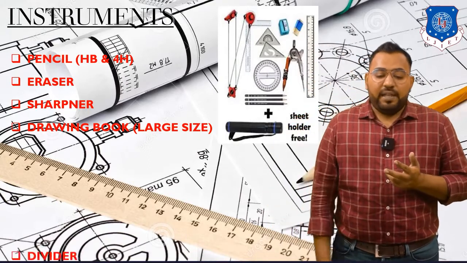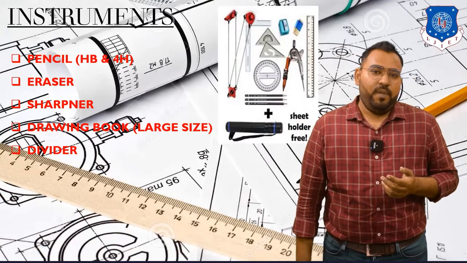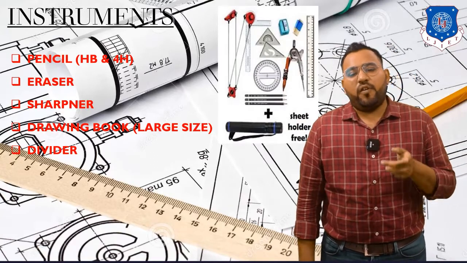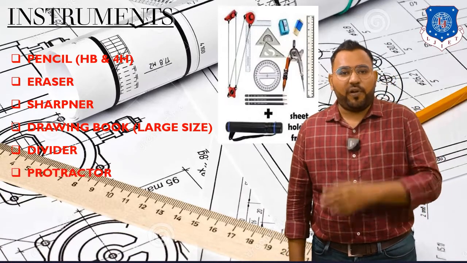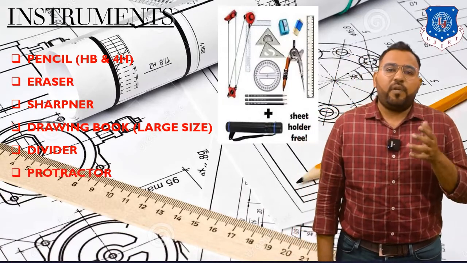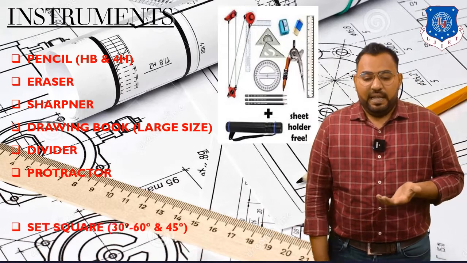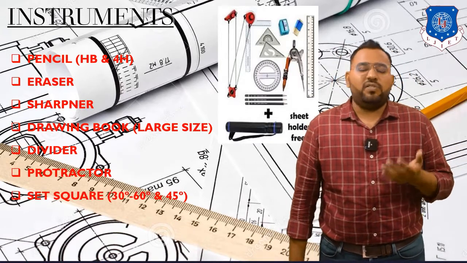Okay, now the next instrument is the divider. Now you know that we require the divider for drawing arcs. So always purchase a good quality divider. Then you have the protractor. So you know that you require a protractor for measuring angles. The next thing you require is a set square. So this is very important.